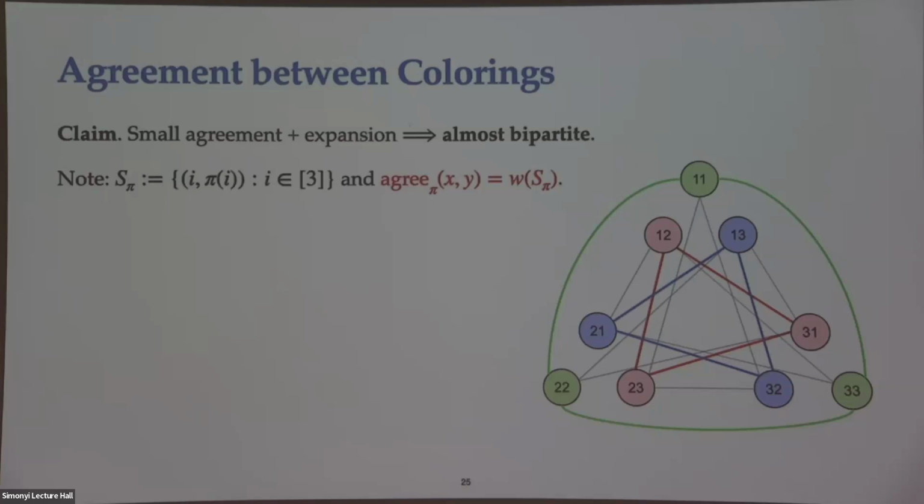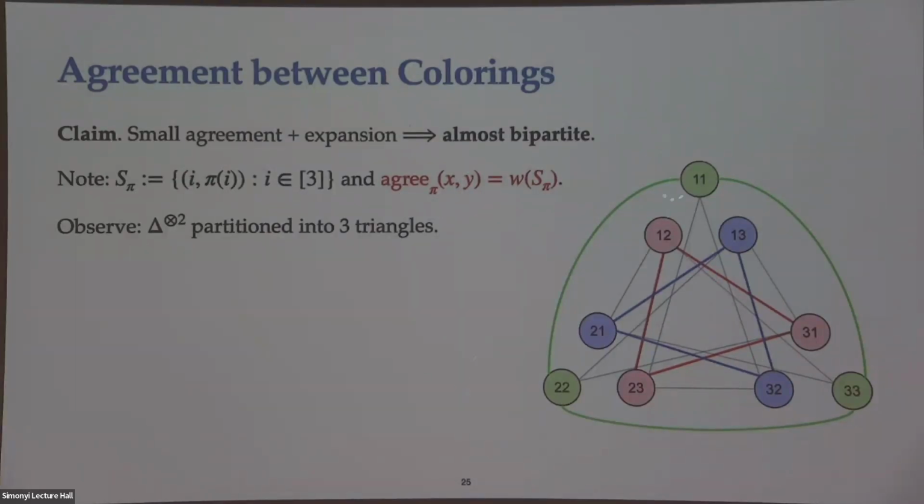Just as a reminder, the agreements are these triangles. We define S_pi, where pi is a permutation, to be the set of vertices i with x_i equal to pi of y_i. Then the agreement of x and y according to pi is just the weight of S_pi, like these triangles here. There should be exactly 6 triangles. I'm highlighting 3 of them. I'll show you right here.